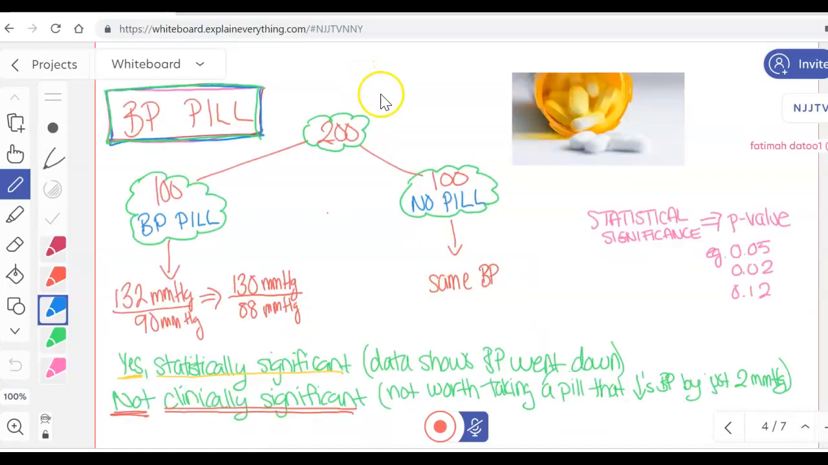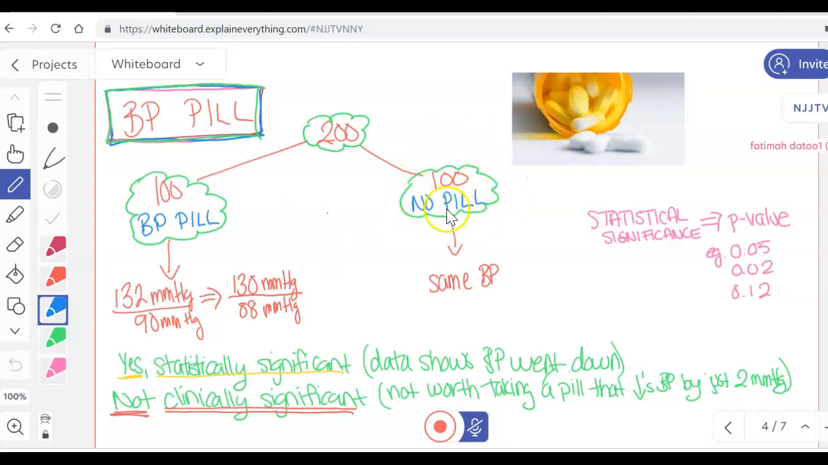Let's look at one more example here. Let's say there's a new BP pill, a blood pressure pill that came out, and there's 200 people that volunteer to sign up to test out this drug. And let's say I randomly divide them into groups of 100. So this group over here will get this new blood pressure pill, and this group over here, let's say, will get no pill.